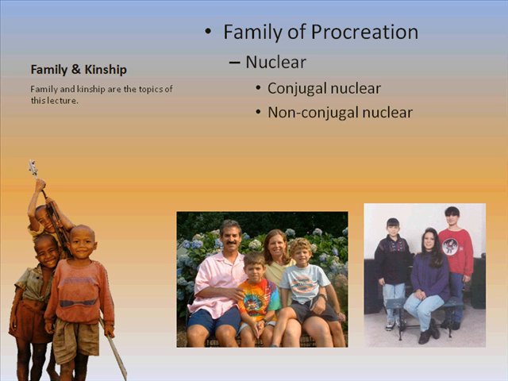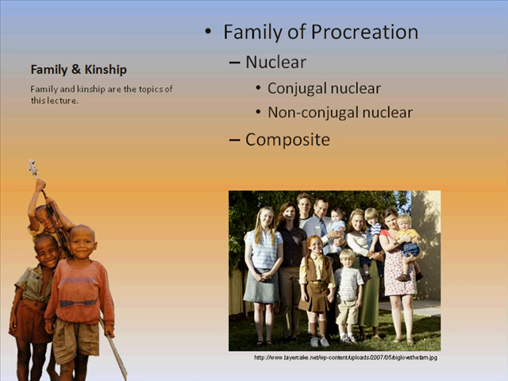Now, some anthropologists claim that the nuclear family is the center of all domestic organizations because it fulfills the functions that we actually talked about in marriage. But others disagree because other types of families can do the same thing. So what are these other types of families?